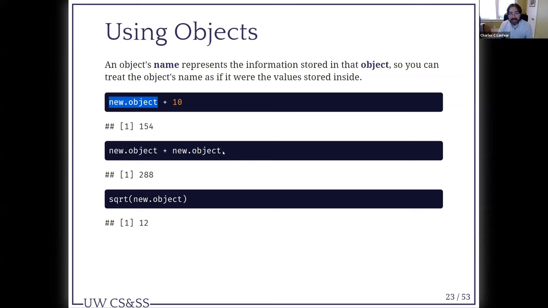I could add it to itself and I'll get 288. I can take the square root of new.object and I'll get 12, because I picked a perfect square so that I get an integer result, okay? So you can treat things assigned to a name like that as if they are whatever you assign to them, because they are. That thing, that object, is the number 144, okay?